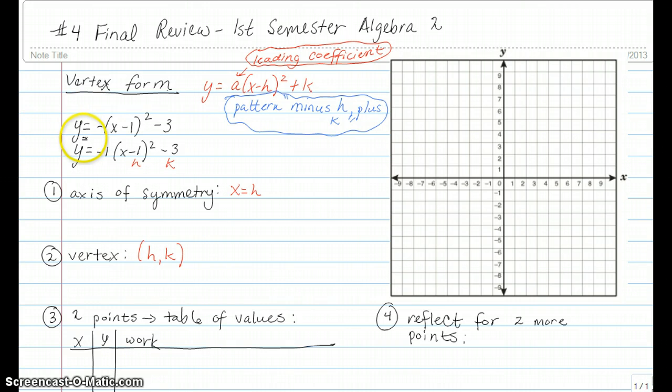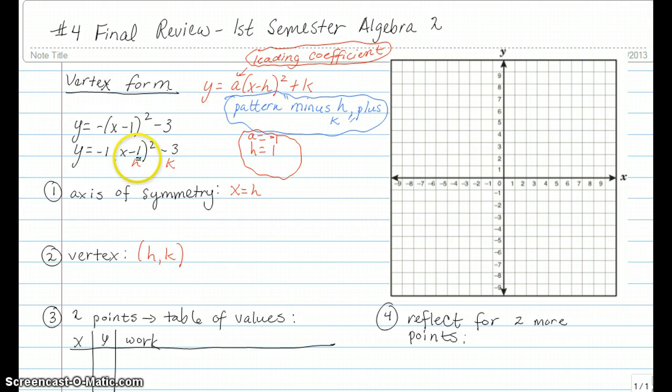So here's our first problem. Y equals negative, and I rewrote it down here as negative 1 in case you need that, times x minus 1 in parentheses squared minus 3. Well, our h is going to be right underneath the 1, and our k is going to be right underneath the 3. Our pattern is minus h, minus 1. Okay, so that works. So our h value is going to be 1. So h is going to equal 1. We already know that a, let's put the a in right now, is negative 1. That means our parabola will open down.